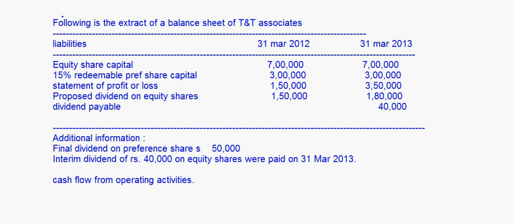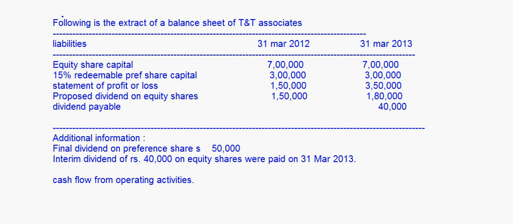Dividend on preference shares, that's how much? 50,000. And then the next additional information said an interim dividend of rupees 40,000 on equity shares were paid on 31st March. So during the year it has been paid. So here we will add this interim dividend on equity shares paid during the year. Fine, that is how much? 40,000, right? So that will also be added. Fine.